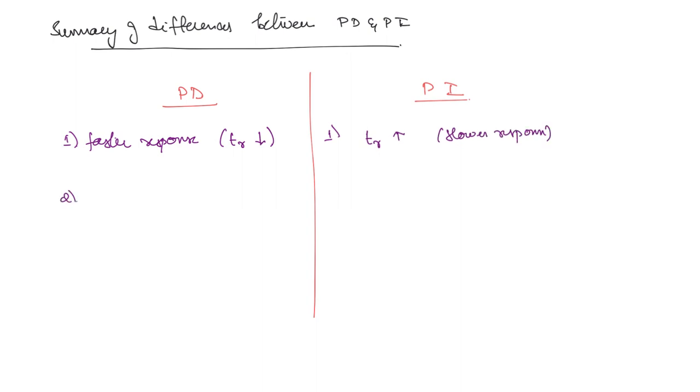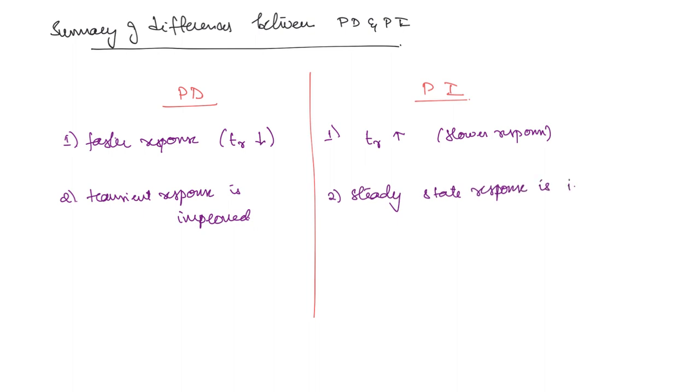Next, in PD controller, the transient response is improved. In a PI controller, what is improved? The steady state response is improved. Next, what about the bandwidth? Here, bandwidth is going to increase because of the high pass characteristics, and here bandwidth is going to reduce.